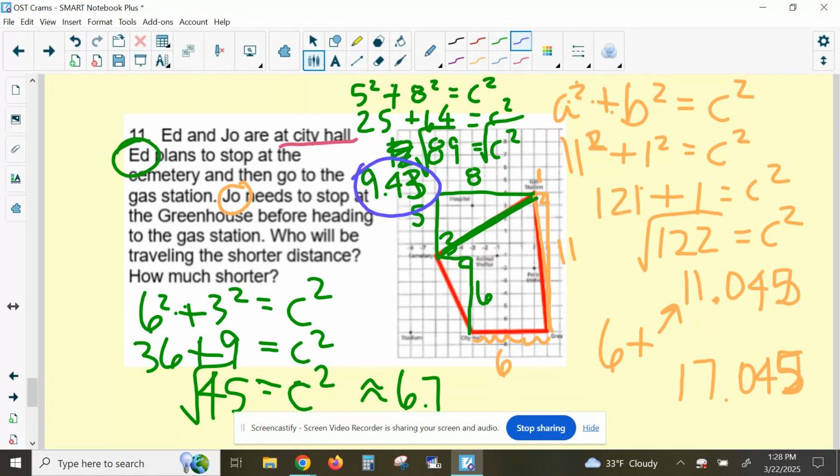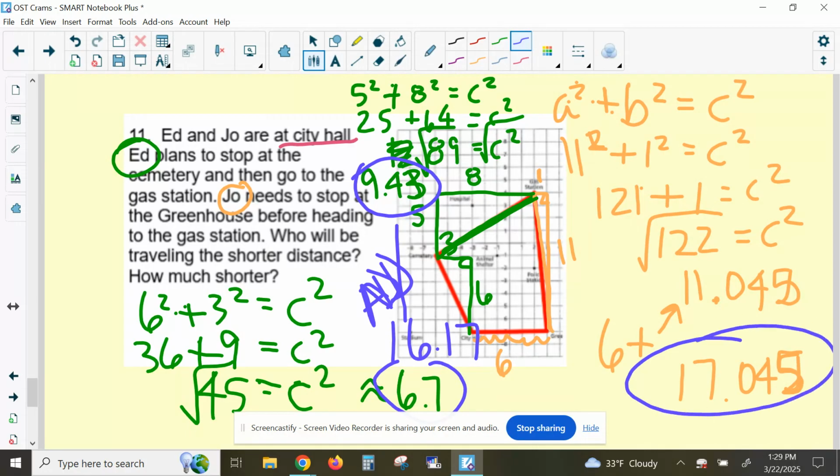Now I'm going to have to add this one and this one together. So add these, because this is his whole route. And that's going to give you about 16 point something. So who is traveling the shorter distance? This is Joe and this is Ed. So obviously Joe is going farther. So Ed is the shorter distance, and then it says how much shorter, so you would have to subtract, but I'm kind of out of room, so you can go ahead and subtract those and figure out the rest of your answer.